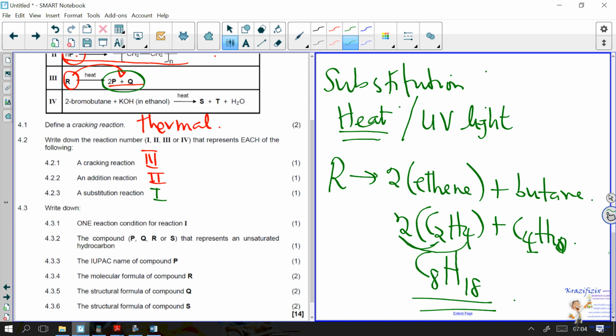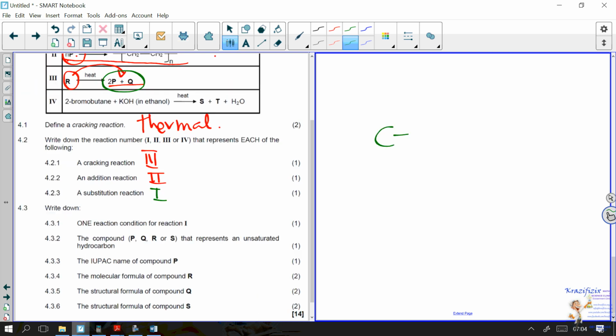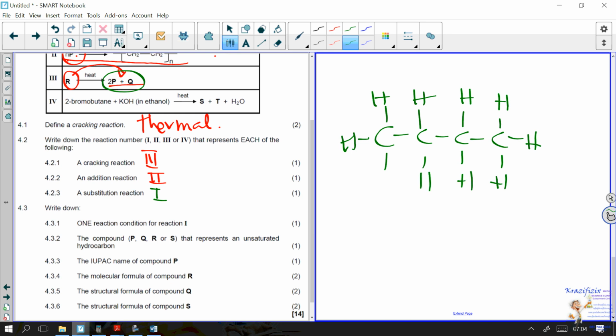4.3.5, structural formula of compound Q. We already said our Q is butane, and I'm sure everyone can now deal with butane. But is 4, and it's all saturated. Saturated hydrocarbon. We have that done there.